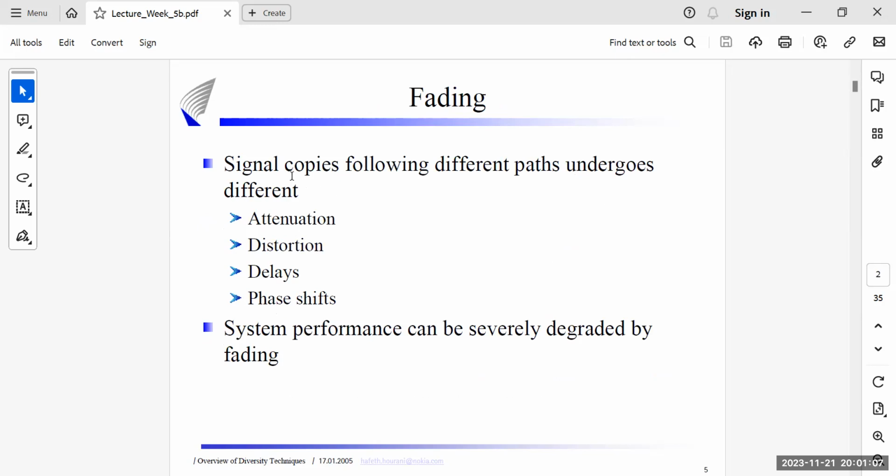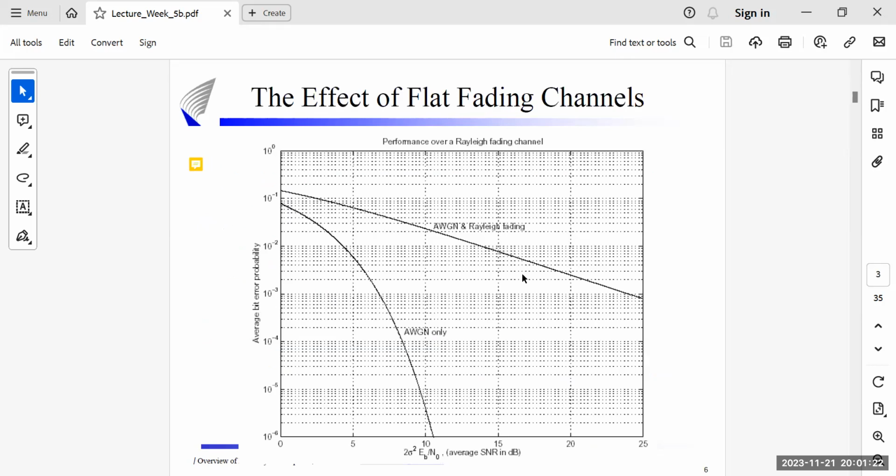Regarding the fading, the signal copies follow different paths and they undergo different attenuation, different distortion, different delays, different phase shifts. So the system performance can be severely degraded by the fading. So in this figure, you can see on the y-axis, there is average bit error probability. We're talking about the digital system. So in case of digital system, instead of SNR, a better metric is bit error probability, BER, right? And on the x-axis, we have the average SNR in dB.